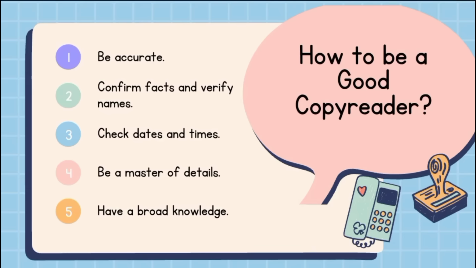Number 4, a copyreader should be a master of details since he should be able to spot the mistakes that were overlooked by everyone else. Number 5, a copyreader should have a broad knowledge from rules in English or Filipino writing to rules in writing all forms of articles in the newspaper to the general knowledge in every topic that will appear in the news such as politics, business, law, agriculture, entertainment, and basically everything else. If you have a knack for learning and for details, you're good to go.